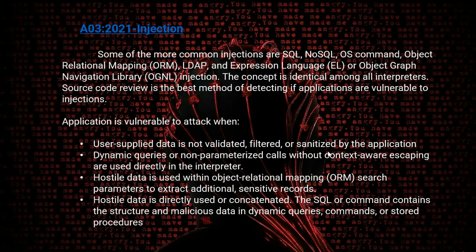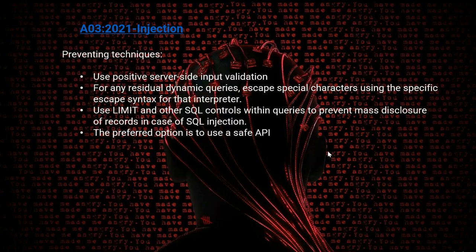And the third one is injection. Here it can be any sort of injection. It can be PHP or HTML injection, SQL injection, or command line injection. Some of the more common injection techniques are SQL, NoSQL, OS command, object relational mapping, LDAP, expression language, or object graph navigation library injection. The concept is identical among all the interpreters. Source code review is the best method for detecting if applications are vulnerable to injections.